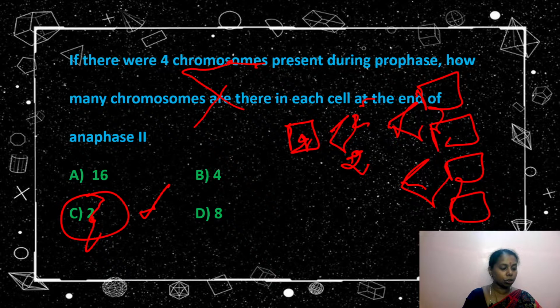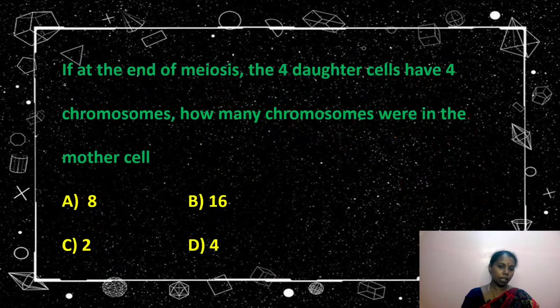And the answer is 2. Now this is also a little bit of thinking; you have to think and answer this question. At the end of meiosis, the 4 daughter cells have 4 chromosomes each. How many chromosomes were in the mother cell?